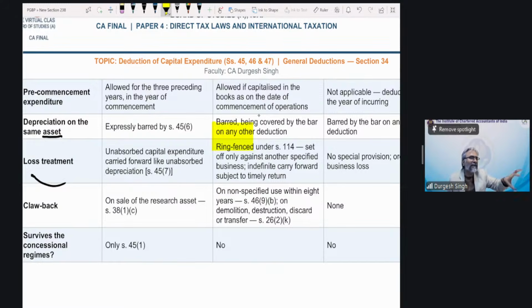Supposing they get a loss in that particular specified business, which is the hotel business. Can they set off that loss against their other business, like the stationery, or for that matter the biscuits and other food products? The answer is no, students. What will happen? This loss from the specified business will be carried forward in the subsequent period.